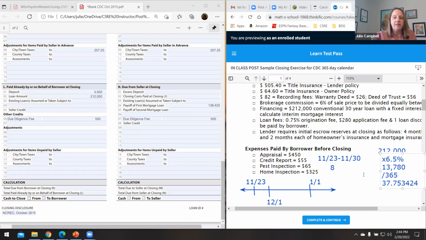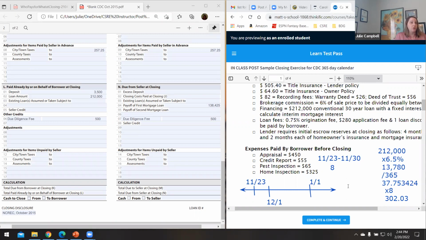Everybody good with how I got daily interest? The balance times the interest rate gives me annual interest. Annual interest divided by 365 gives me daily interest. The buyer owes their lender for 8 days. Don't clear your calculator. If you still have the 37.753424, just say times 8 equals, and we're getting 302.03. That's what the buyer owes for interim interest.